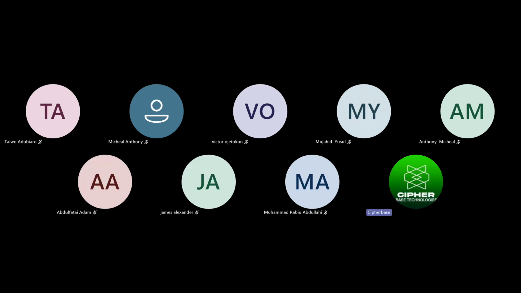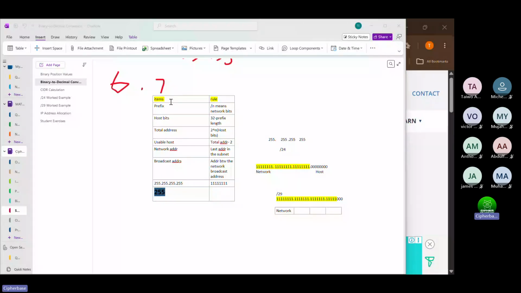Can you guys hear me? Hello? Yeah, we are hearing you. I can hear you. Oh, okay. Sorry about that. I'm very sorry for that. Please, can you see my screen now? Yeah, we can see your screen. Okay. Sorry for the interruption.